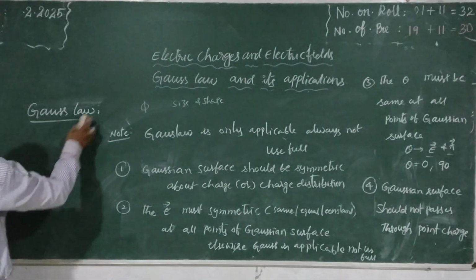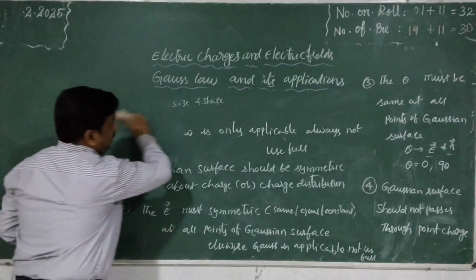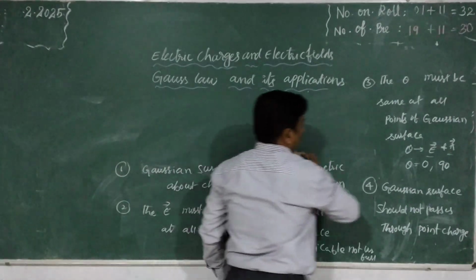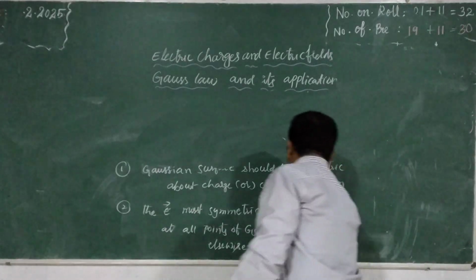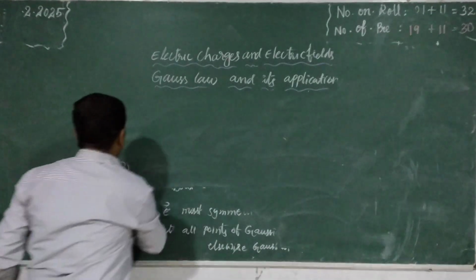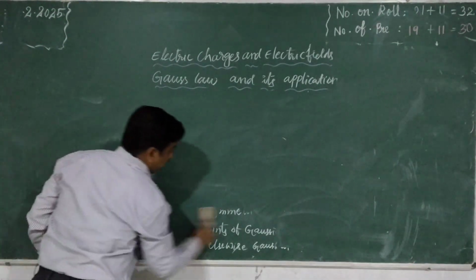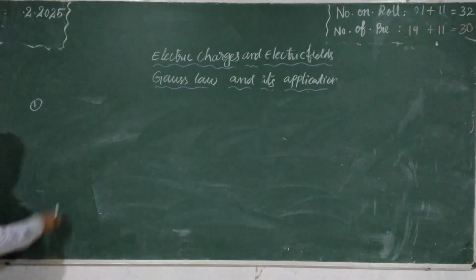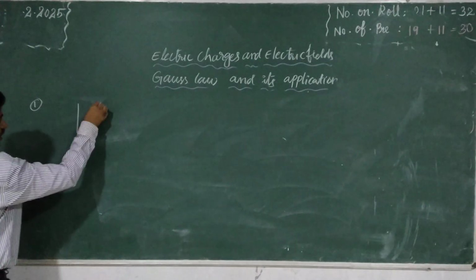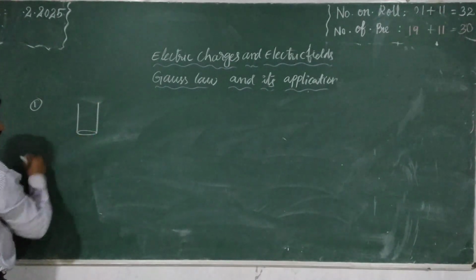Now we discuss some problems and applications. Here we discuss some applications of Gauss law. The first one we can take is a semi-cylindrical surface. So this is the semi-cylindrical surface.